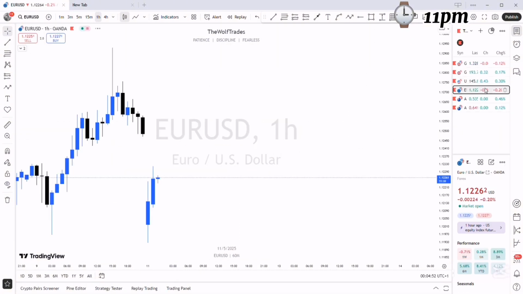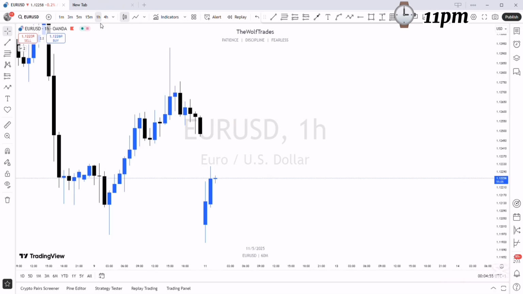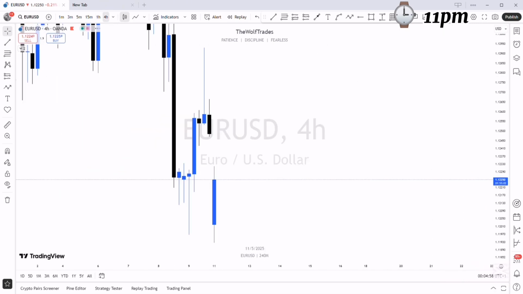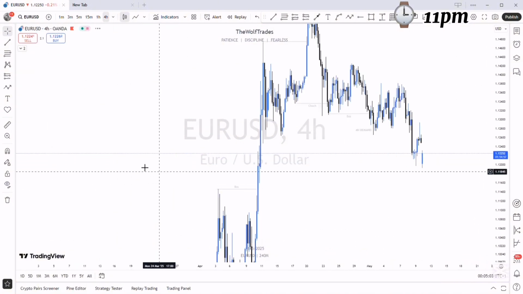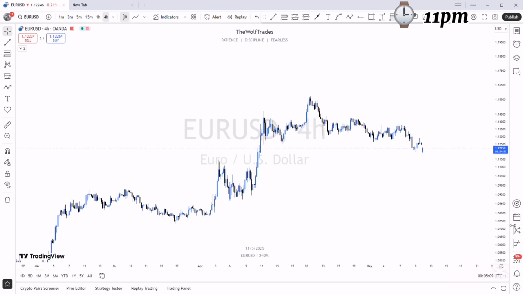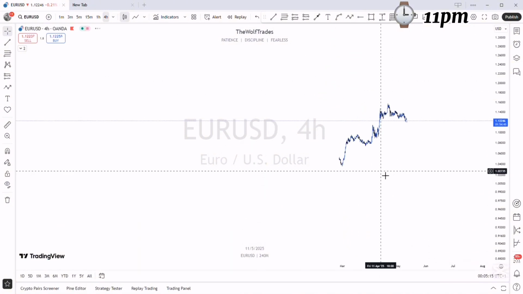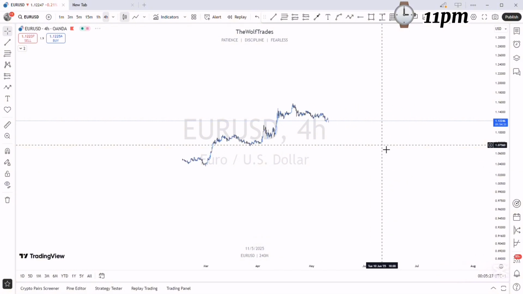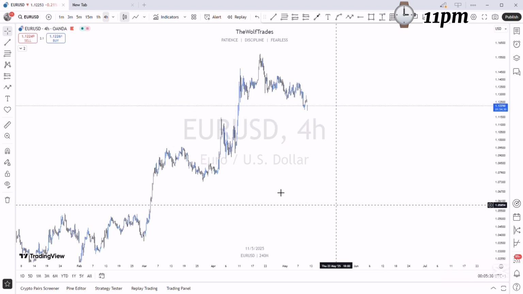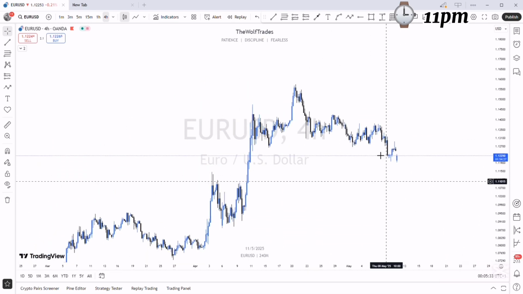And here we move to the next pair, EUR USD. On EUR USD, I move back to my 4 hour time frame to see what the market is doing, or the trend, or let me say the direction of the market. So let me delete everything. Alright, waiting for my network to load the chart.